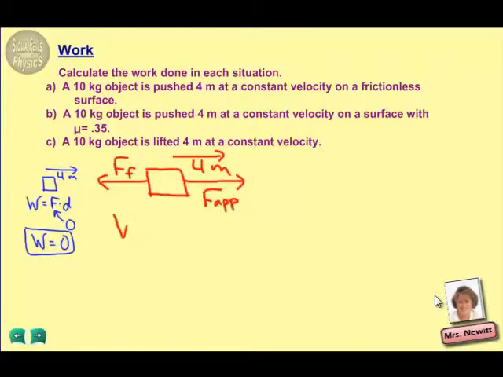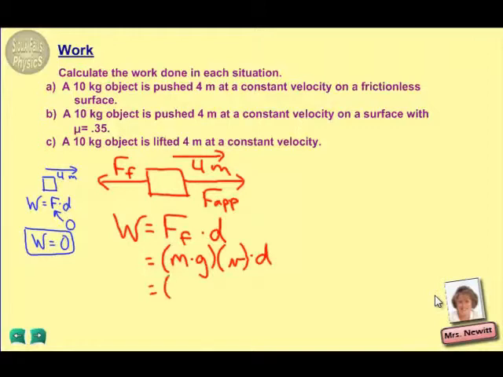Now in this case we can sort of do this all together. Work would be equal to the force of friction times the distance. Force of friction is normal times coefficient. In this case, to find the normal, we would use mass times gravity. And then the coefficient was given to us as 0.35. Multiply that times the distance, and that would give us our total for the work.